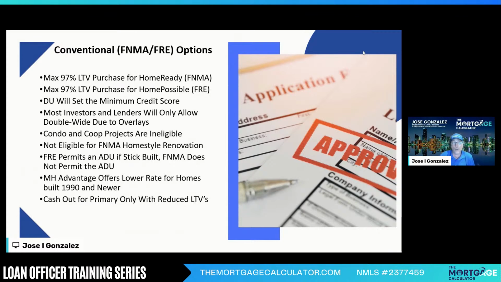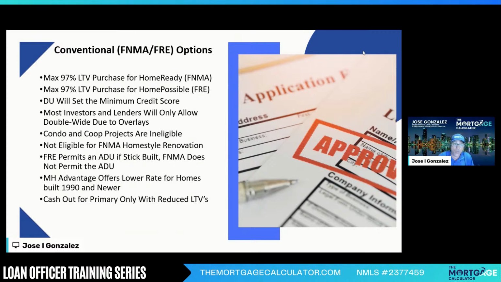because those programs are affordable loan products, and we realize the reason manufactured homes are the rage in the real estate industry right now is because they're more affordable. There is an affordability crisis in real estate right now, combined with an inventory crisis. So manufactured homes are definitely an outlet to remedy this situation. So Freddie and Fannie and their affordable products let you go up to 97%. Keep in mind, DU, as always, will set the minimum credit score requirements. Also mentioned earlier, most investors and lenders will only allow double wide due to overlays.